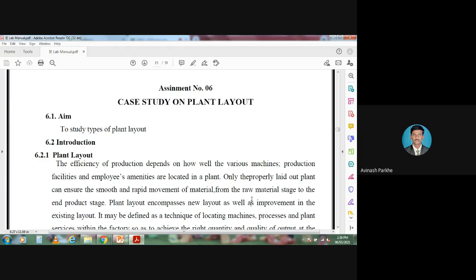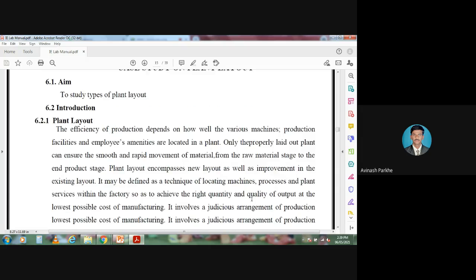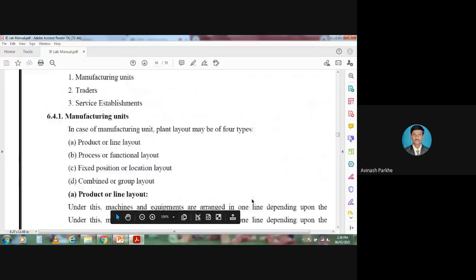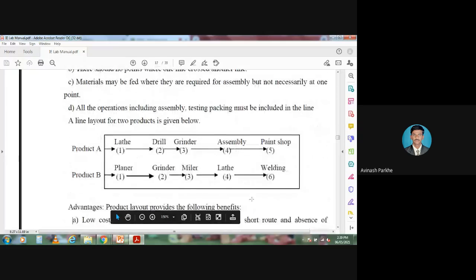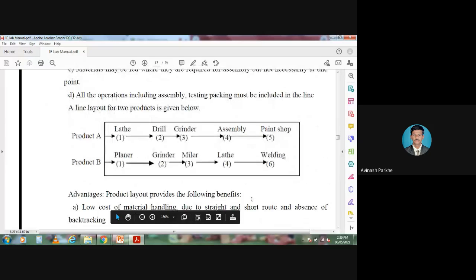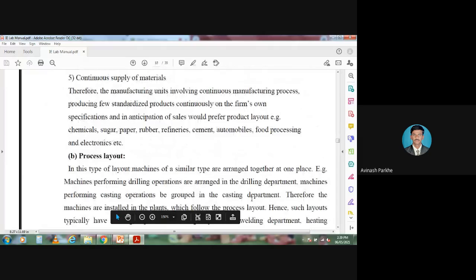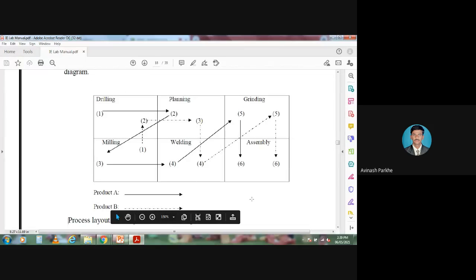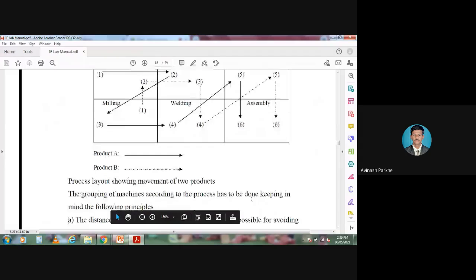Again, the same part is there in this assignment number 6. Here in this experiment, all the important things are given: objectives of the layout, then their manufacturing units along with that. Different types of figures are also given: what is meant by process layout, what is meant by product layout. All these points we already discussed in our chapter, and the same things are represented here.